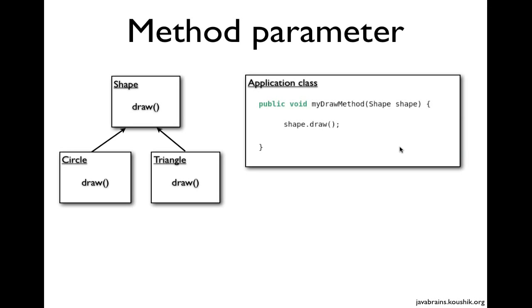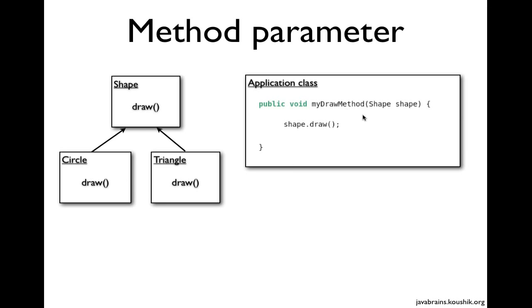Now depending on what object you pass to this myDrawMethod, if you pass a circle, it is going to draw a circle because it's going to call this method. If you pass a triangle, it is going to draw a triangle because it's going to call this method. Essentially, the myDrawMethod does not worry about what shape it is. It knows that whatever object is being passed is a shape, and it will have a draw method. How it's actually implemented in a circle or a triangle is not the business of this method. It just calls the draw method, and depending on what object is passed, it draws a circle or a triangle. So this is fine. We have actually removed the dependency of the circle or the triangle from this method.